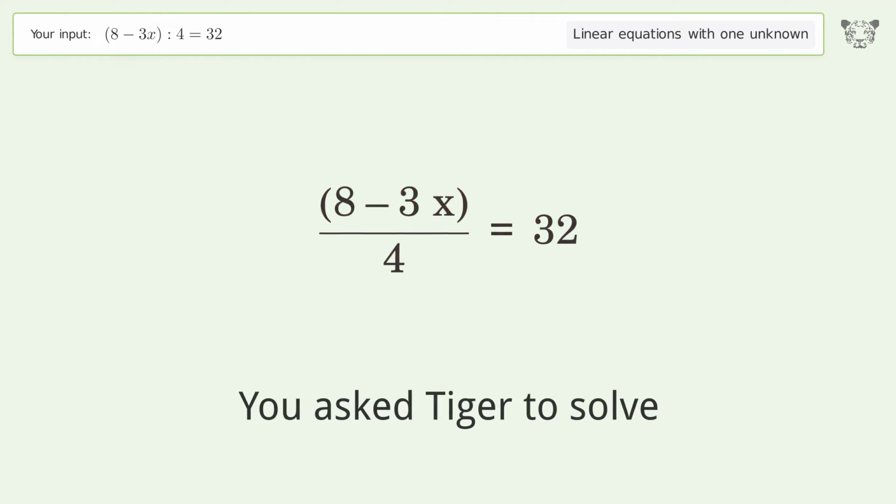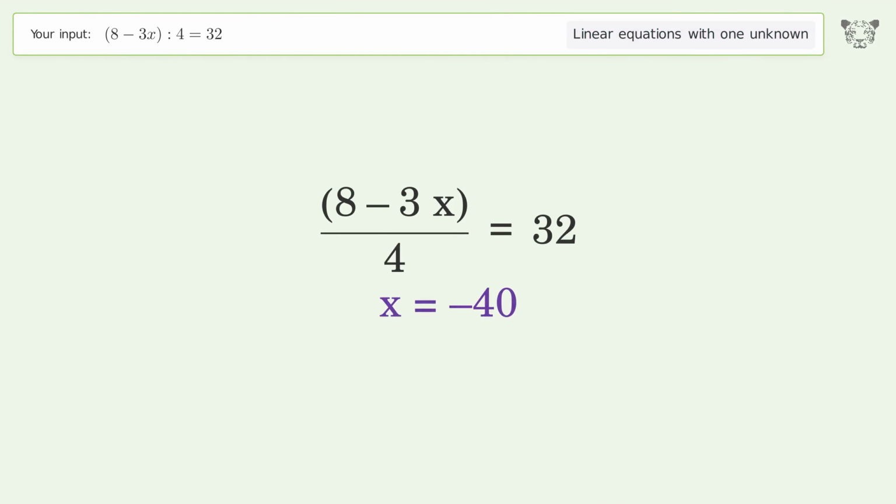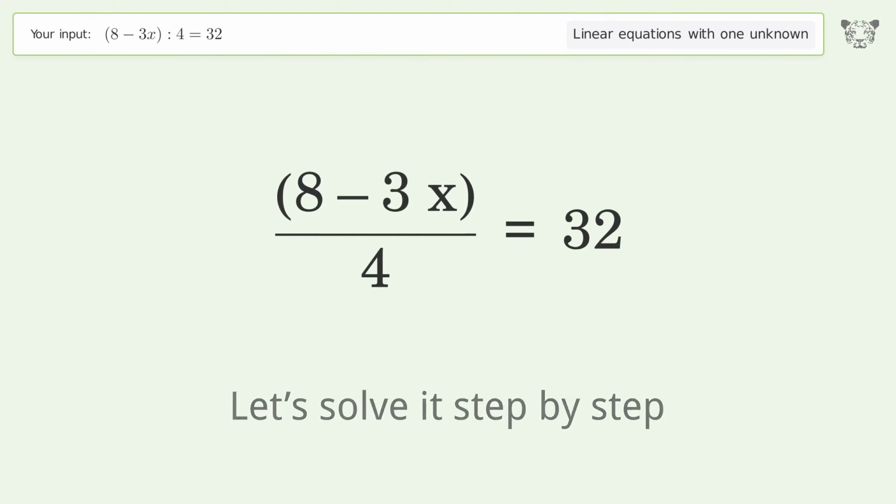You ask Tiger to solve. This deals with linear equations with one unknown. The final result is x equals -40. Let's solve it step by step.